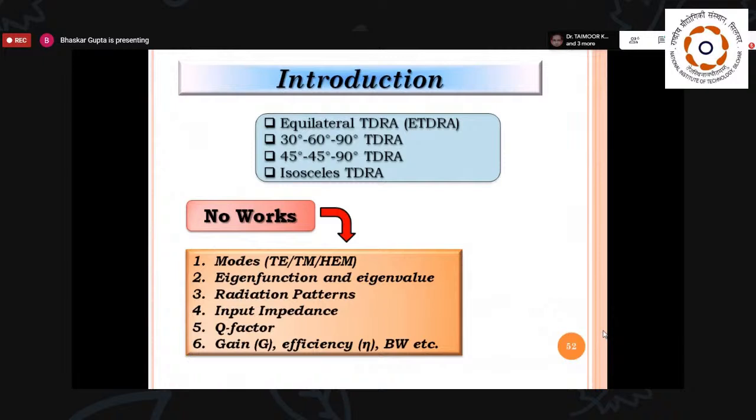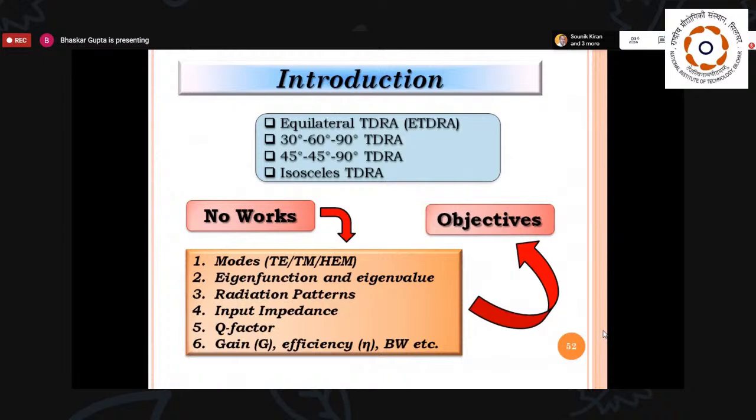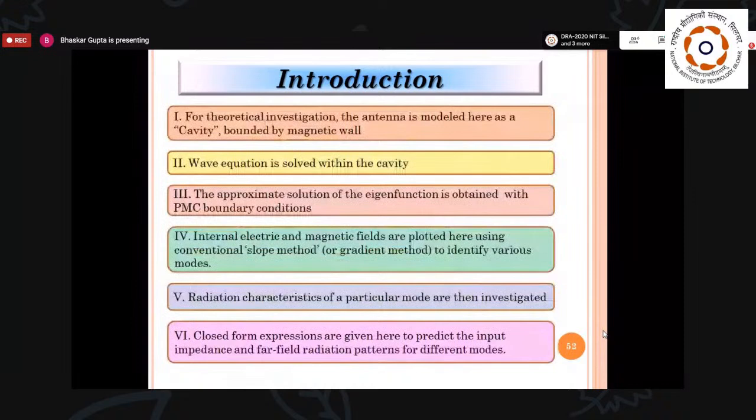So I resume. So that's why I think this right hand arrow is essentially redundant. We had to meet all these objectives. We had to do our formulation. You can read all these steps. I'm repeating again and again. And the rest, what I can say is that these internal vector magnetic fields are plotted. And the plotting is usual using the conventional gradient method so that we can identify the various modes. And then we proceed as before. And finally, we get some closed form expressions that we formulate.